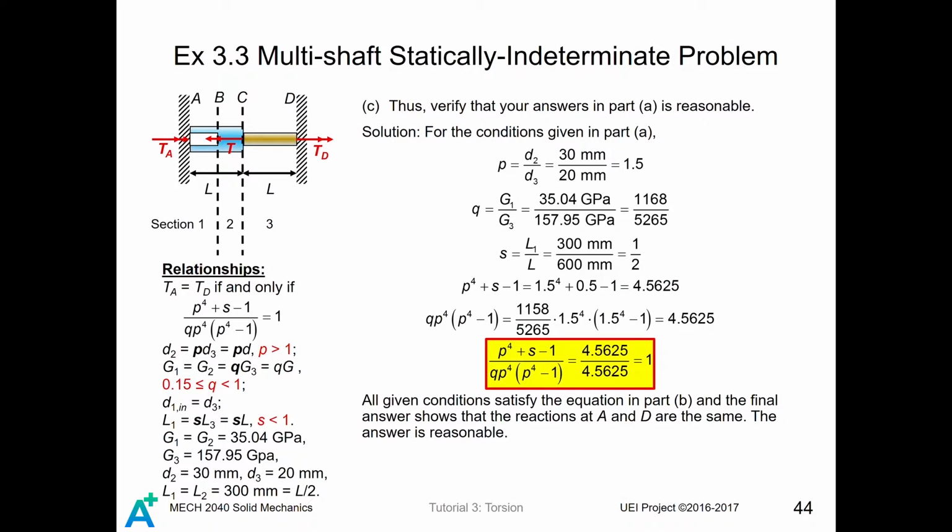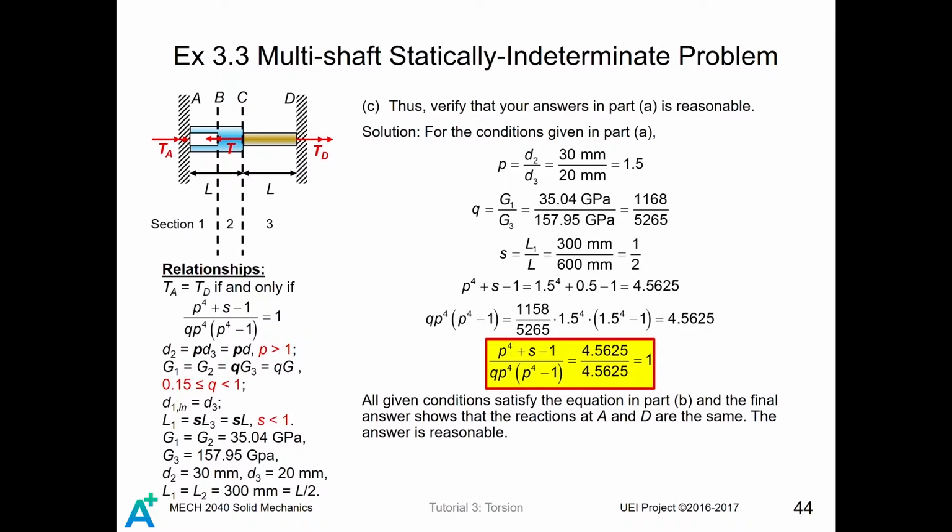In part C, we are going to verify that our answers in part A are reasonable. It is shown in part A that the reactions at A and D are the same. Now we are going to use the result in part B to verify that it is reasonable. First, check the ratio between D2 and D3, which is the ratio between the blue bar and the brown bar. The ratio equals 30 mm divided by 20 mm, which equals 1.5.